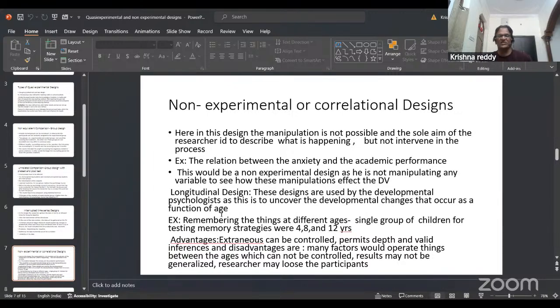Such things, especially for understanding the developmental stages and the changes occurring during the time, physical and other things, can be studied, which will come under longitudinal design. The advantages are that extraneous variables can be controlled, and it permits depth and validity. Here, because you are not conducting any experiment as such, you can call it non-experimental. You are only observing the changes.